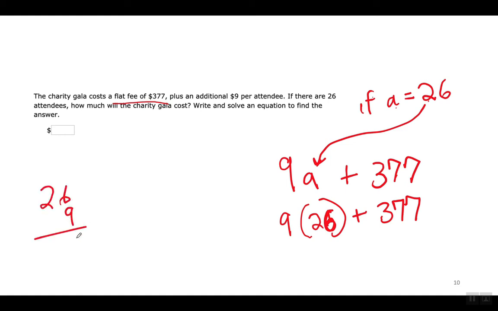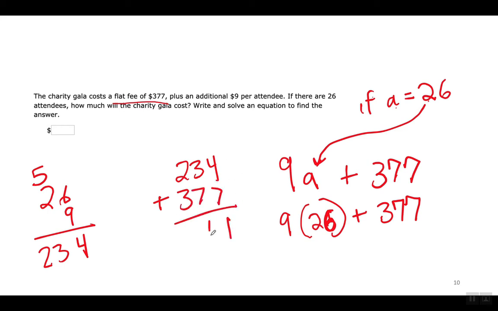So 26 times 9 is going to give you 54. 9 times 2 is 18, plus 5 is 23. So 234 plus 377 is going to give you 611. Let me use the calculator. I want to make sure I didn't make any mistakes here. Just to double check real quick. Yeah, that's correct. All right, moving on to the next one.